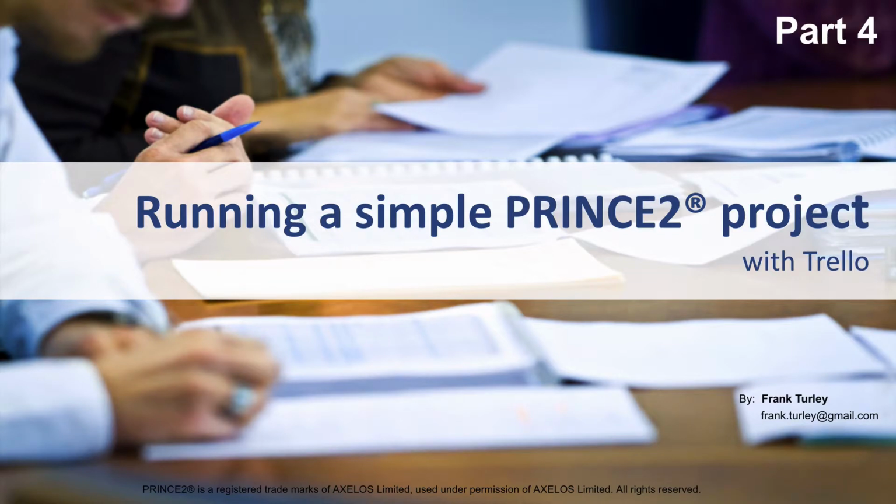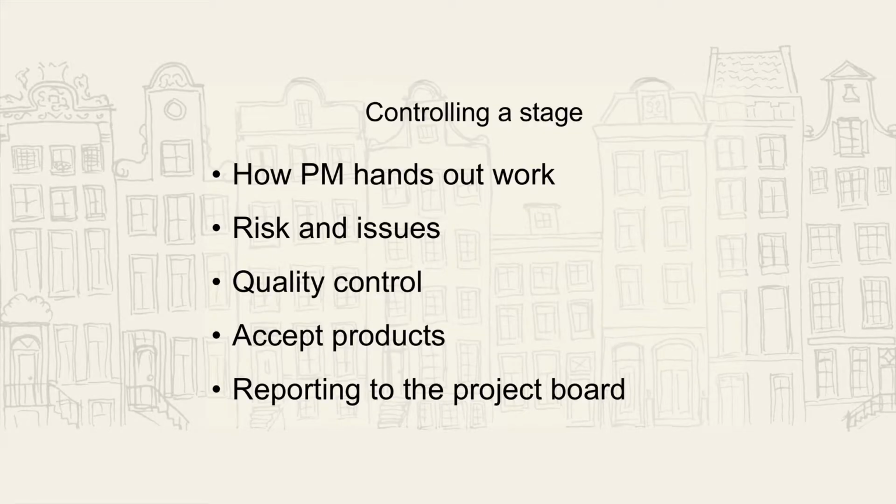This is part 4 and it's the last video in this course running a simple PRINCE2 project. So I will go over the steps or the things the project manager usually does when controlling a stage, and I will view all of these points from this project point of view. So how the project manager might hand out work here, dealing with risks and issues, how the project manager might use this platform to do quality control, then accepting products, and reporting to the project board. So how easy is that to do with this platform?